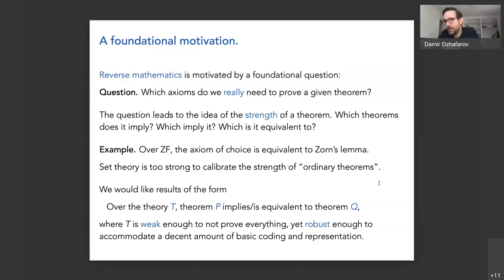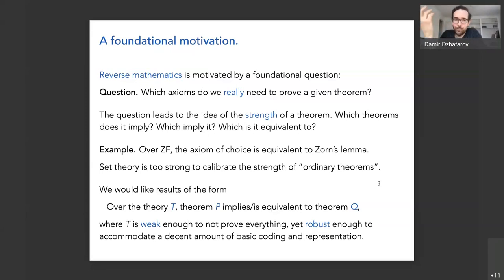The most famous example of this is the axiom of choice. If you look at something like Zermelo-Fraenkel set theory, ZF, then of course it's a very famous result that the axiom of choice is equivalent to Zorn's lemma. These have very different motivations and very different origins, but they are equivalent, so you cannot have one without the other.